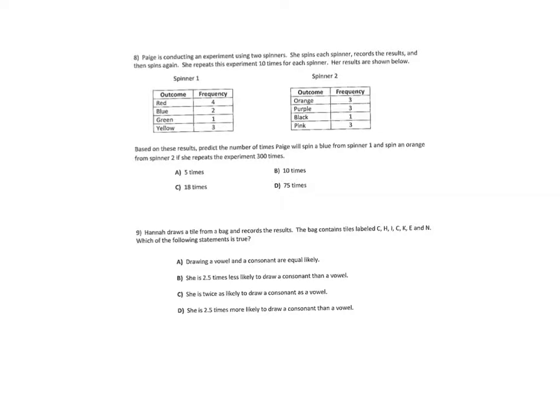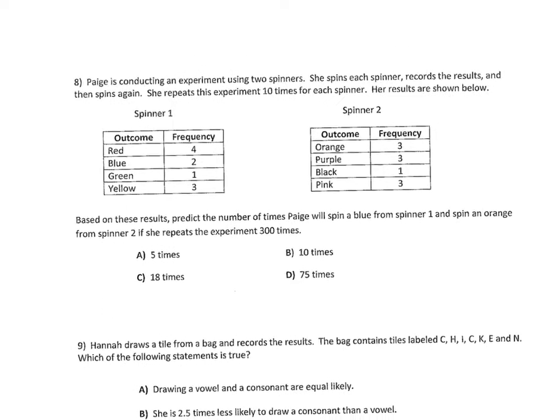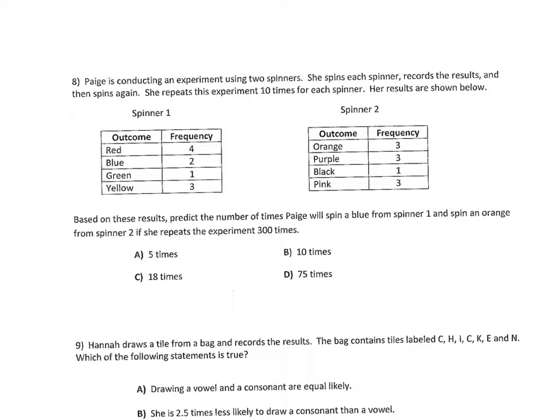Number 8. Paige is conducting an experiment using 2 spinners. She spins each spinner, records the results, and then spins again. She repeats this experiment 10 times for each spinner. Her results are shown below. Based on the results, predict the number of times Paige will spin a blue from spinner 1 and spin an orange from spinner 2 if she repeats the experiment 300 times.